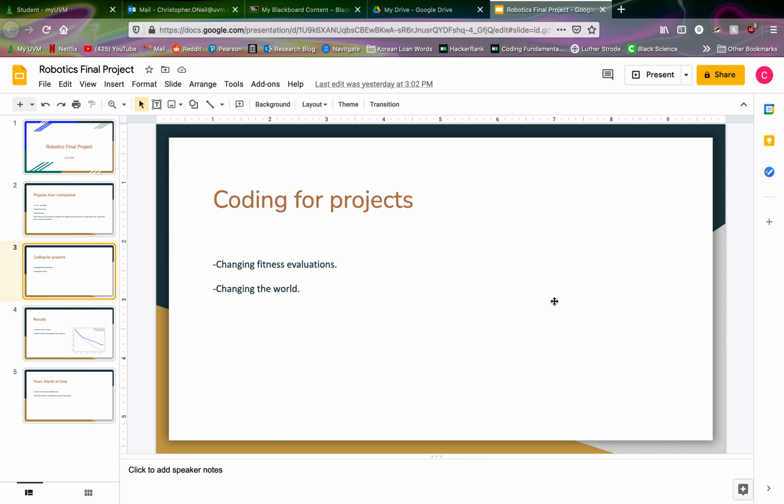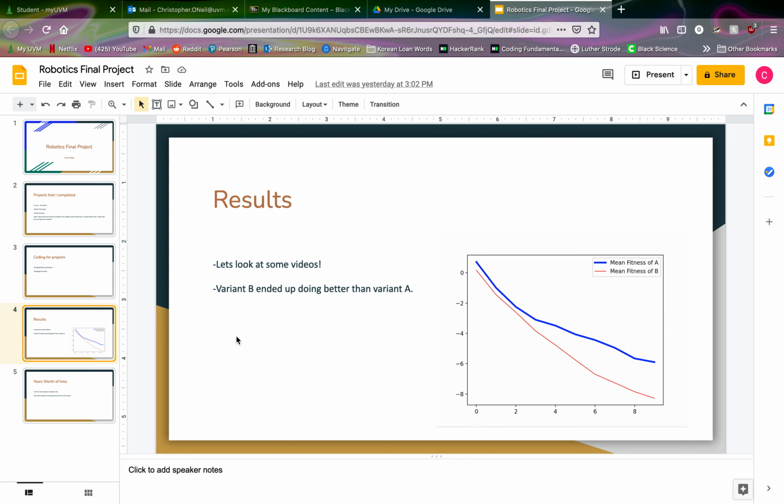So for the coding for these projects, I mostly just had to change how fitness was evaluated, if we were minimizing Z, maximizing Z, minimizing X. And for Project Runway, I also had to build a runway and spawn the robot on top of it, and I went back to minimizing the X.